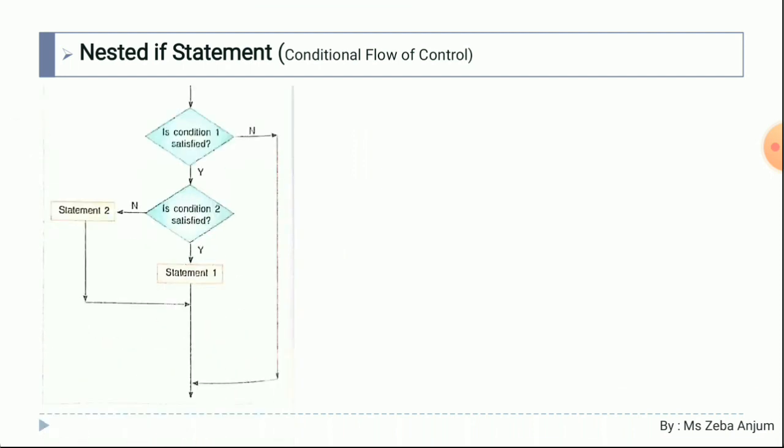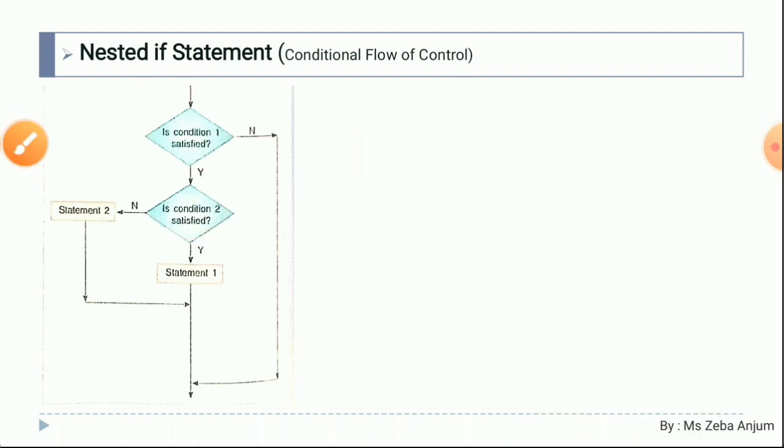Now the next one, that is your nested if statements. See students, I have told you in the ninth class also, when we say the word nested, it means one statement or one block inside another block. Now let us very quickly see your flowchart. See over here, we have condition number 1. If it is satisfied, then your condition 2 will be there.